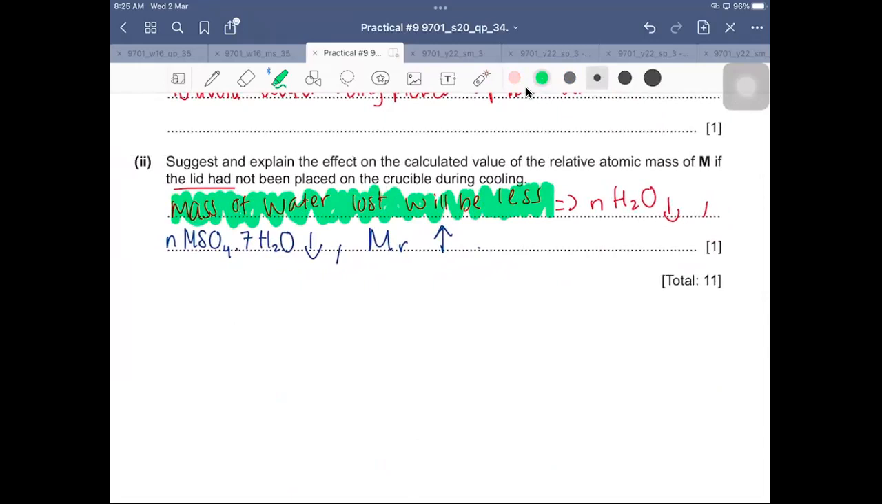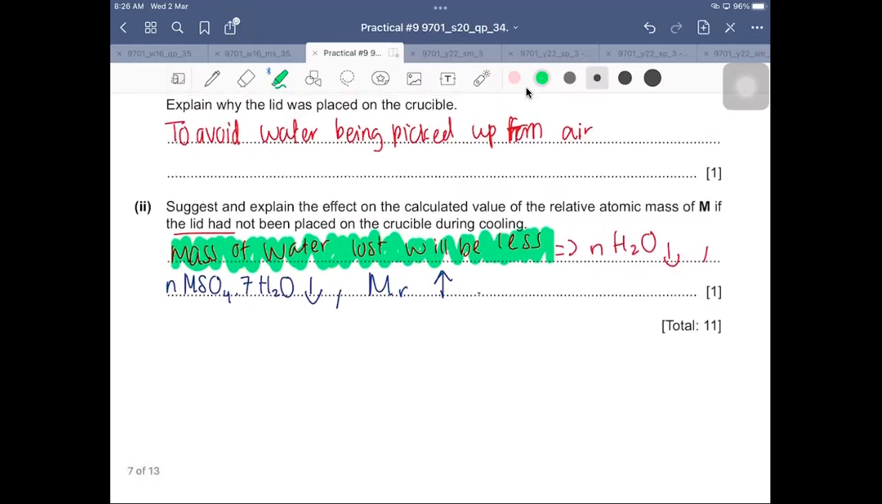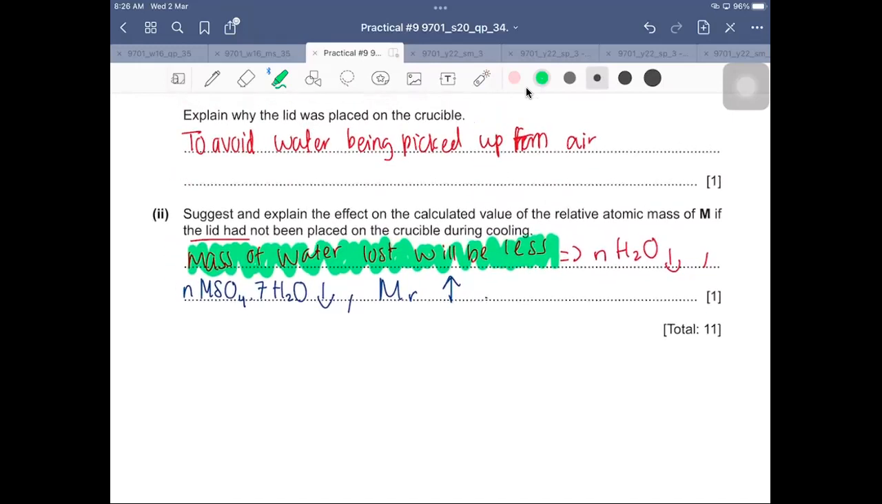Because you would expect, if you don't put the lid on, you expose the solid, you think, oh, there will be more water lost. So you think the mass of water loss will be higher. But you also forget that exposing the residue means they will pick up water vapor from the environment, which will cause its mass to be overestimated. And this has an effect on the number of moles, on the mass of water, which is underestimated. Okay? So for 1 mark, that requires a lot of thinking.